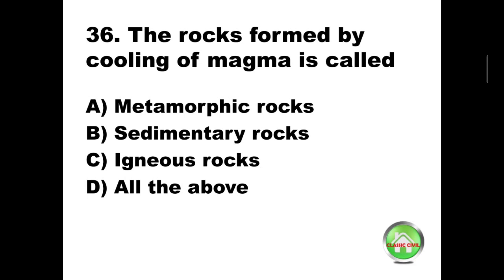Question number 36. The rocks formed by cooling of magma is called option A metamorphic rocks, option B sedimentary rocks, option C igneous rocks, option D all the above. The rocks formed by cooling of magma is called, answer is option C igneous rocks.